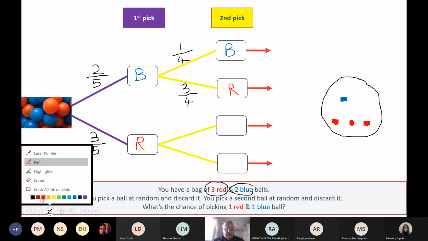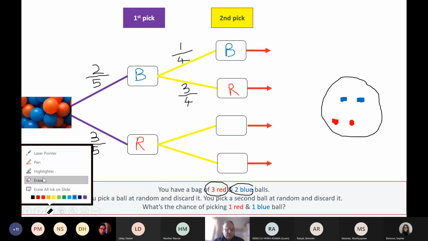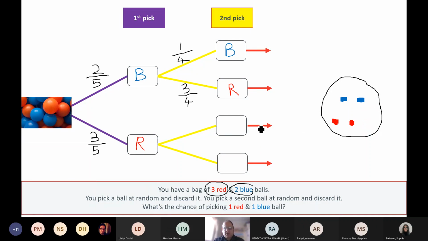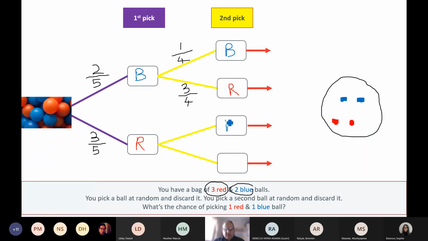Let me put my blue ball back in. And then if we think about the bottom line of our tree diagram, I took out a red ball. So can anybody tell me, if I've picked out a red ball first, what's now the chance of me picking out a blue ball? I'll write this in, if you can put the answer in the chat. A bit clunky with the colours, but hopefully you can see them okay.